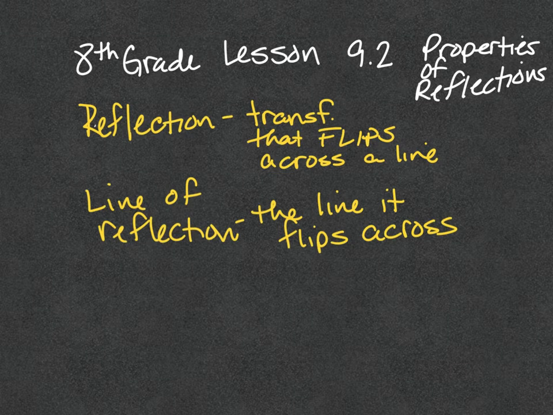Here they are. A reflection is a transformation that flips across a line. And like I said, I think of it in terms of folding too, you'll see. And a line of reflection is the line that it flips across, or in terms of the fold, where you fold the paper. Let's look at an example. I think one example will do. I may do two. We'll see.